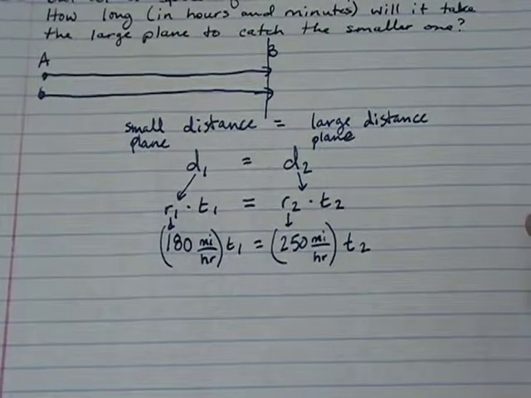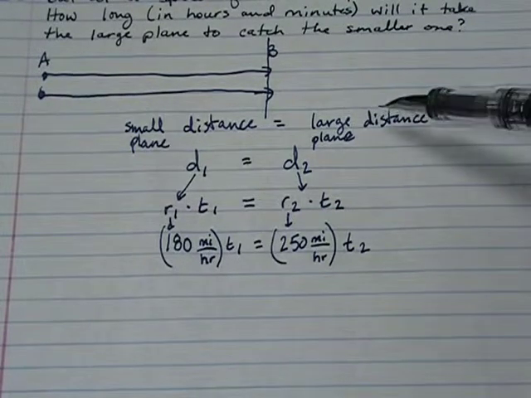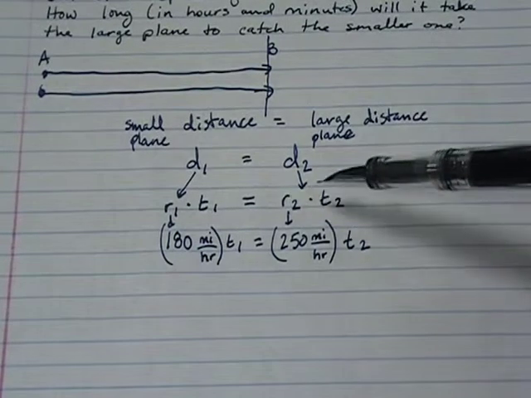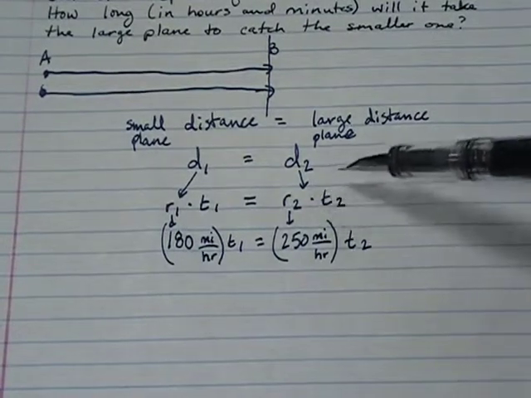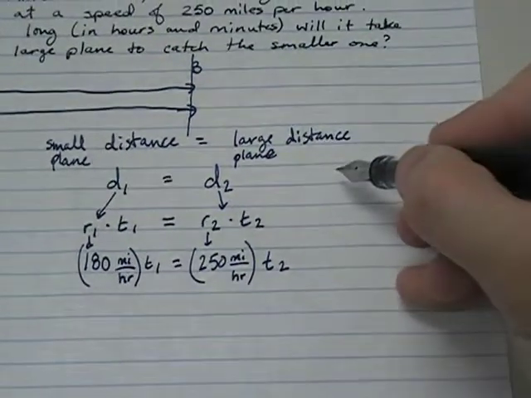And I look at the problem and it says, how long will it take the larger plane to catch the smaller plane? So the larger plane is going to be R2 and T2. So what I'm looking for is I want to solve for T2. So somewhere over to the side here, what do I know about T2?